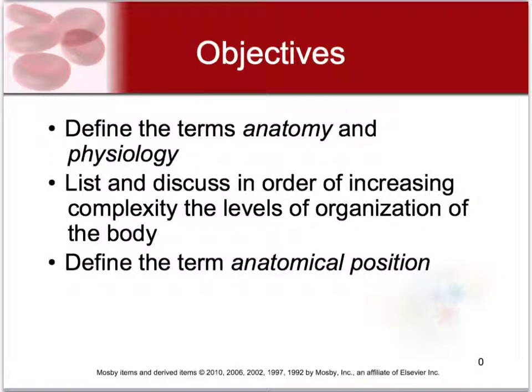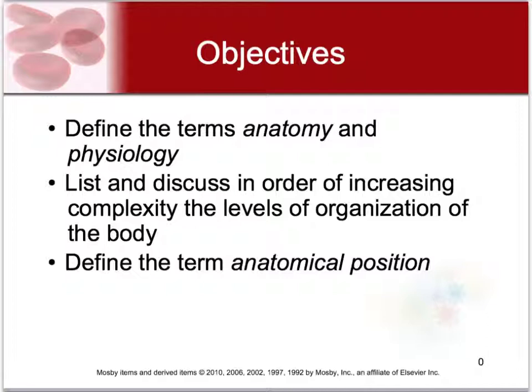So let's take a look at our objectives. We're going to define the words anatomy and physiology. We're going to discuss the order of increasing complexity. And what that means is, what is the smallest unit of measure in the body? If you look back as far as we can go, it's going to be the chemical atoms that comprise the cell. Then it's going to be the cell.